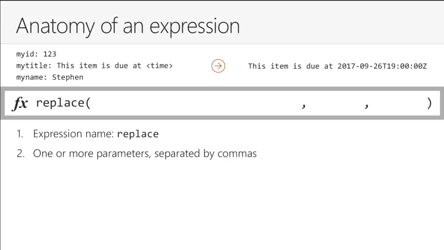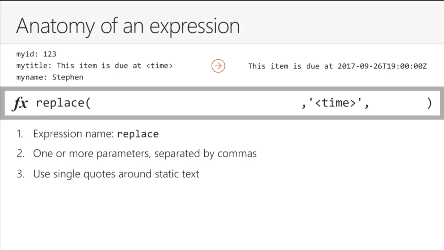So for replace, there are actually three arguments. First is the text that you're searching through. The second argument is what you are trying to find in that text. And the final argument is what you're going to replace the text that you found with. So it's just like find and replace inside of Word, right? So you separate those with commas.